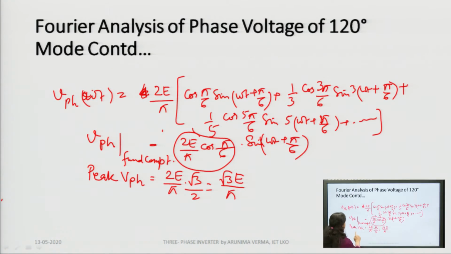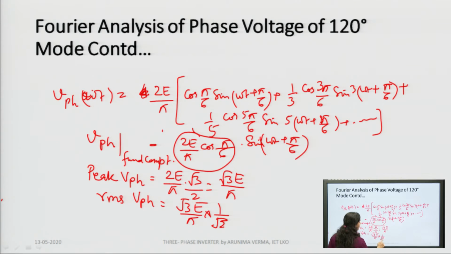Now, for the RMS value, if we want to find out RMS, what you are going to do is take root 3 E by pi, which you have already obtained, and multiply it by 1 by root 2, you will get the RMS value. So, obviously, you get this as root 3 by 2 into E by pi.